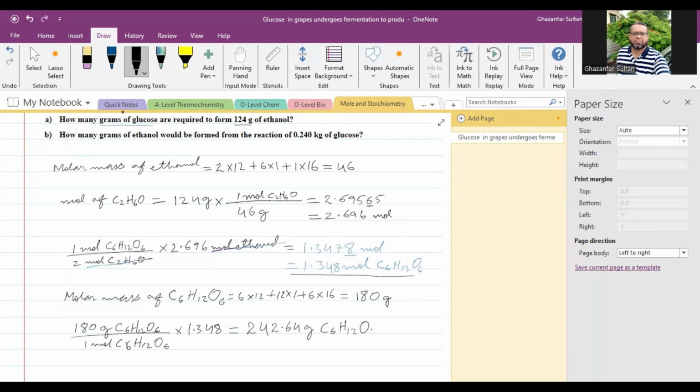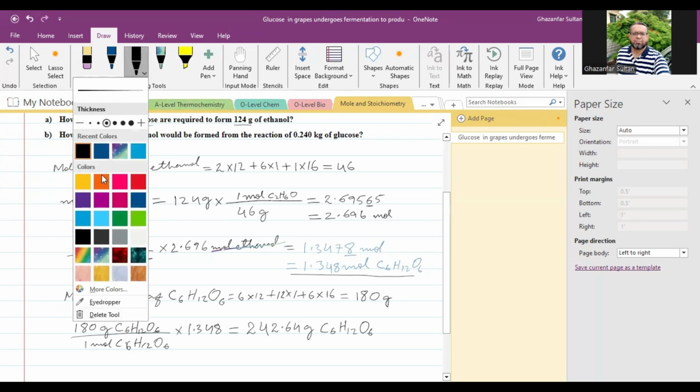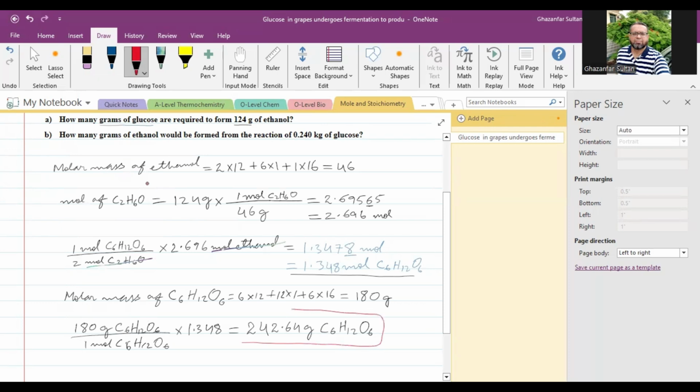So this is the answer of part A of this question. They asked us: how many grams of glucose are required to form 124 gram of ethanol? So our answer is this, that we need 242.64 gram of glucose to produce 124 gram of ethanol. So this is our answer.